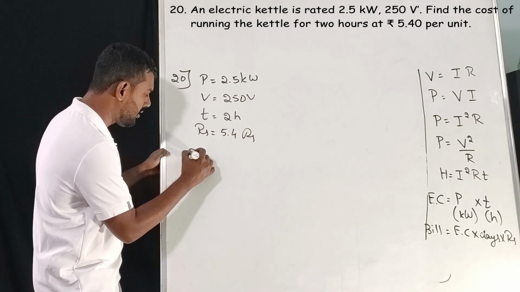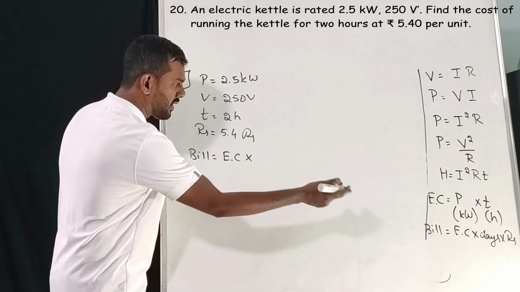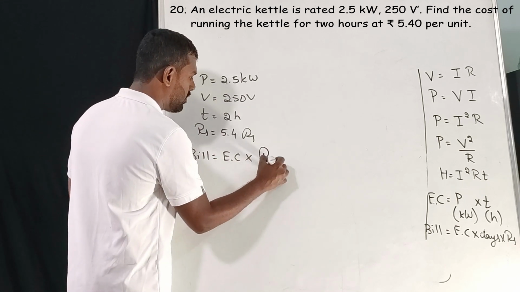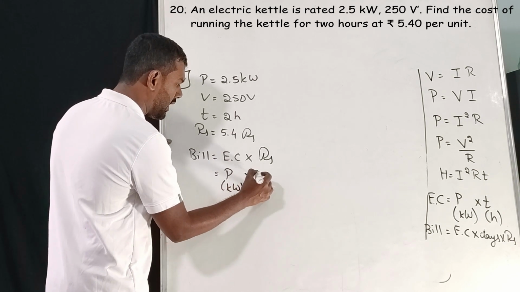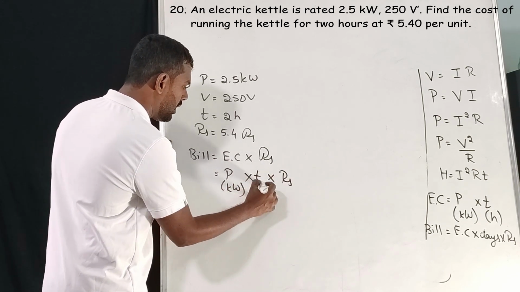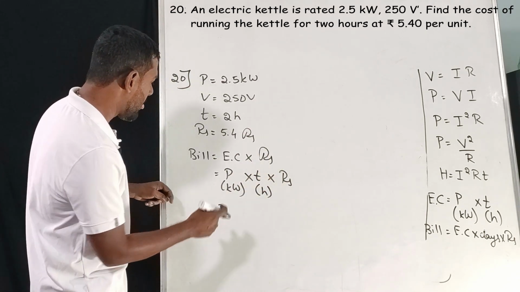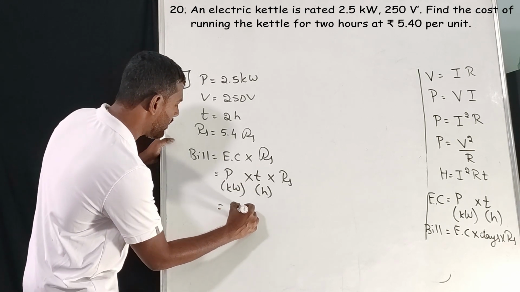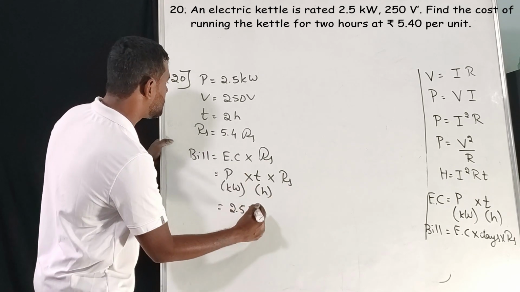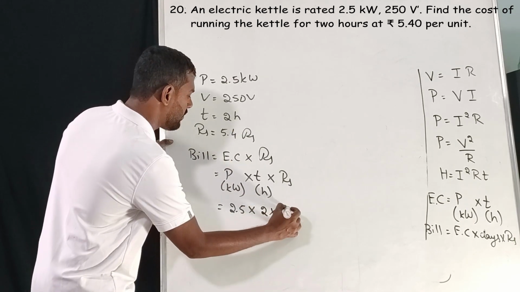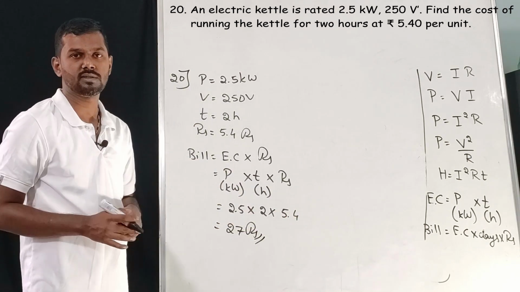Now we have to calculate the bill. Bill is equal to EC, electrical energy consumption, into number of days. Number of days is not mentioned here, so rupees. EC is nothing but power, which should be in terms of kilowatt, into time, into this rupees. Correct. So all of them are in proper units, so we can easily generate the electricity bill. Now power is 2.5 into, that is already in kilowatt, so no need to convert. Time is already in hours, so that is 2 into 5.4 rupees. The answer will be 27 rupees. That's it.